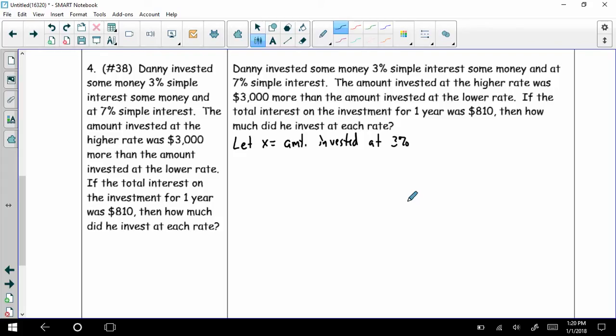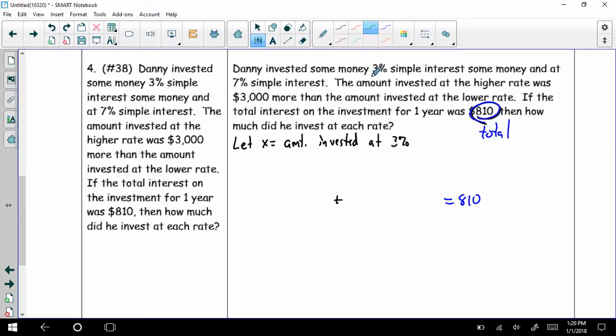I know that I have a total. This is my total. So as I set up my equation, 810 is going to be on the right-hand side. Totals are always going to be on that right-hand side. As we break it up, we have two situations. We're taking the 3% and adding it to the interest of the 7%. So I know that we're going to have a plus sign here. So how do we break this up?